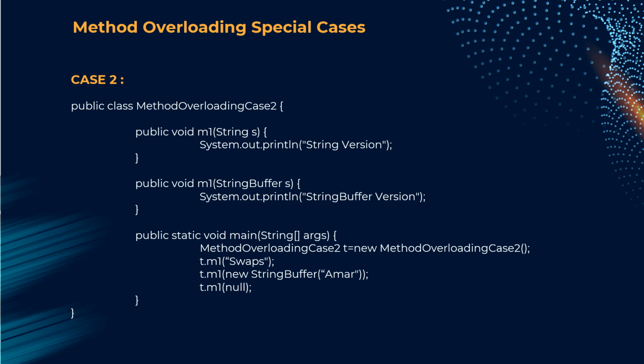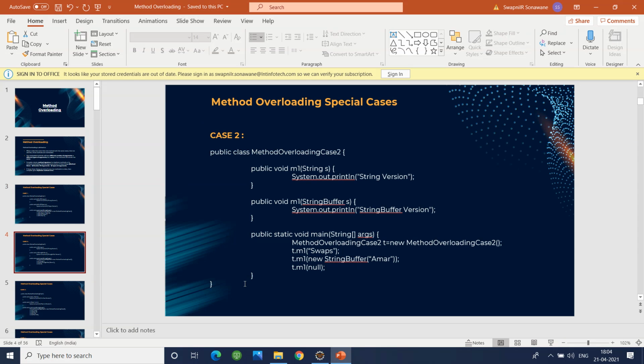In this case we are passing string and string buffer as argument, and the method name is same, that is m1. So if we call by passing a string, so obviously the string version will be called for the first call. For the second call we are passing string buffer, so string buffer version will be called. But for the last one, what should be the output as per you? Okay, so let's see that in action.